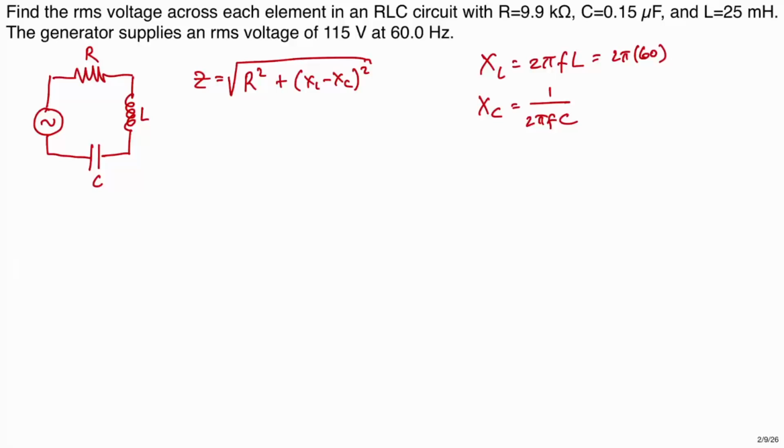All right, L. Okay, so L is 25 mH. So what am I going to write? 25 times 10 to the minus 3, because that little m literally means times 10 to the minus 3. And I'm going to get a number out of there. I got 9.425 ohms.